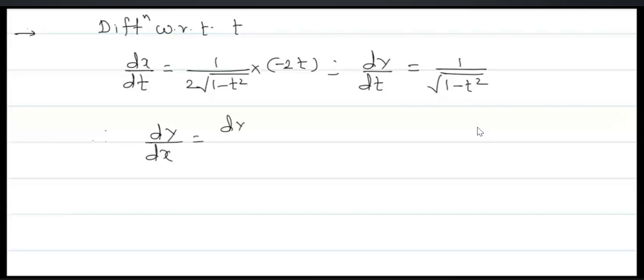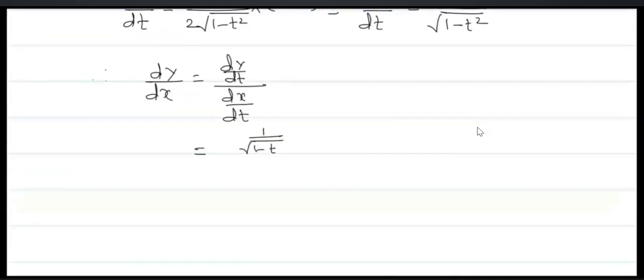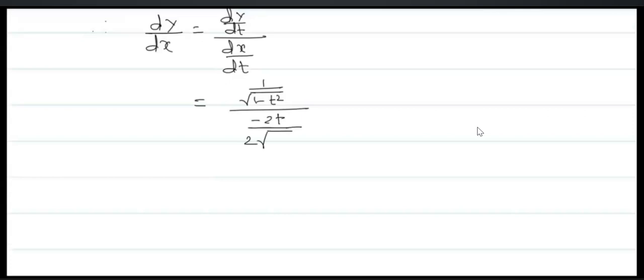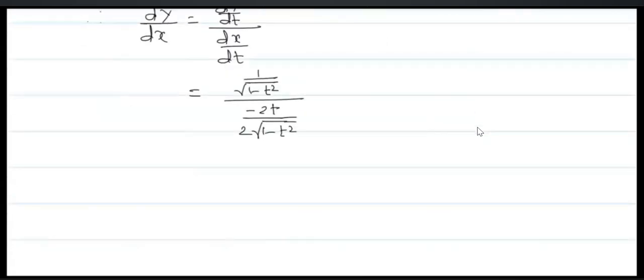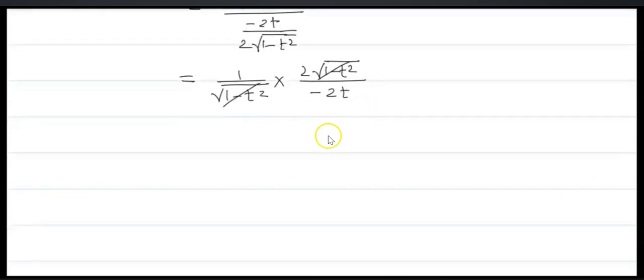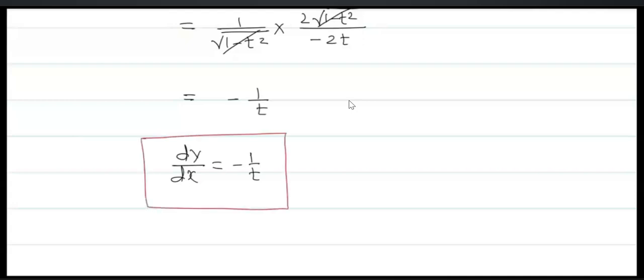Therefore, dy by dx is equal to dy by dt upon dx upon dt. And that is equal to 1 upon root of 1 minus t square upon minus 2t upon 2 root of 1 minus t square. And that is 1 upon root of 1 minus t square into 2 root 1 minus t square upon minus 2t. These get cancelled, 2 gets cancelled, you are getting minus 1 upon t. Therefore, dy by dx is equal to minus 1 upon t.